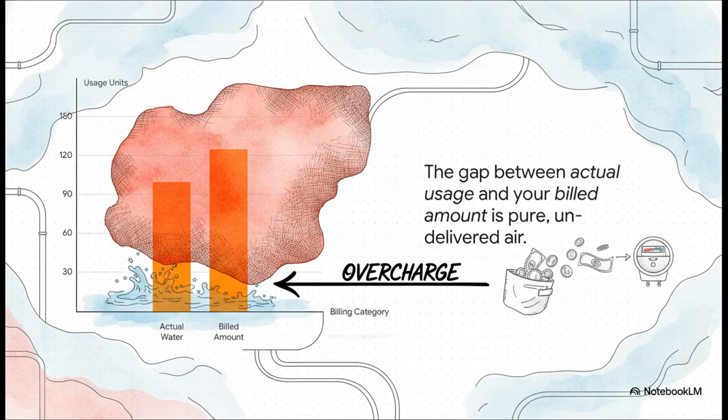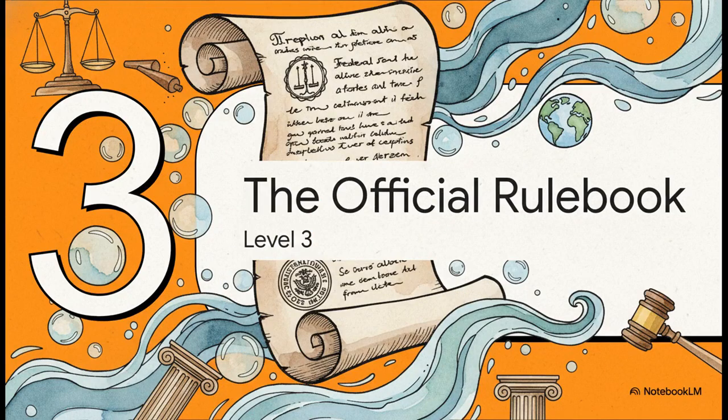Just look at this chart. The gap between your actual water usage and what you're being billed for can be absolutely huge. That difference, that giant block of overcharge, that is pure air. It is a direct transfer of money from your pocket to the utility company, all because of a flaw in their system. All right, let's move on to level 3, the official rulebook.